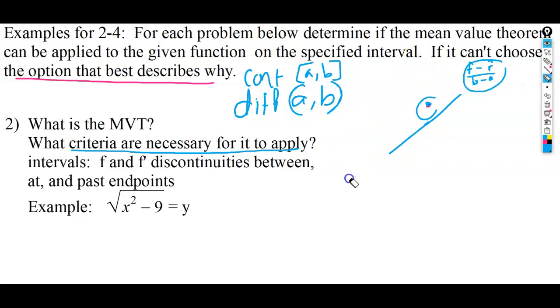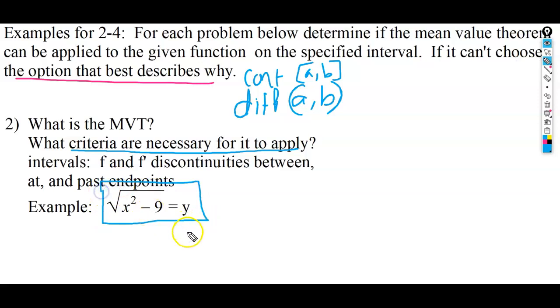Now let me clean this up a little bit. Okay, so let's go ahead and do an example here. So here is this function, the square root of x squared minus 9. First of all, this is the function f. We'll just call that f.